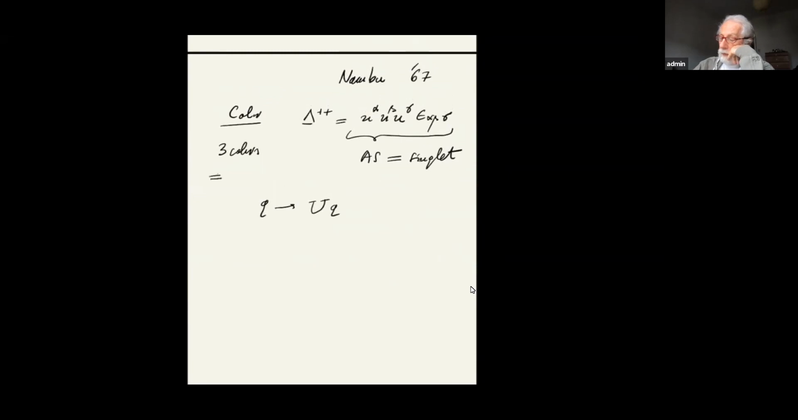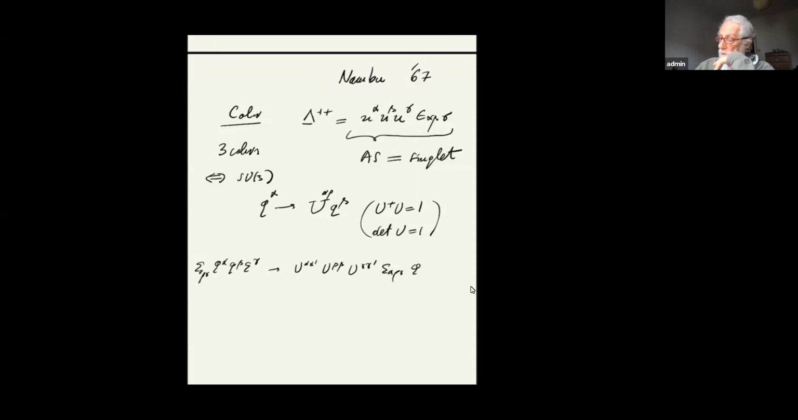So this corresponds to an SU(3) symmetry: U dagger U is 1, and determinant U is 1. So if you wish, q alpha goes into U alpha beta, q beta. And q alpha, q beta, q gamma goes into U alpha alpha prime, U beta beta prime, U gamma gamma prime, epsilon alpha beta gamma, times epsilon alpha beta gamma, q alpha prime, q beta prime, q gamma prime.